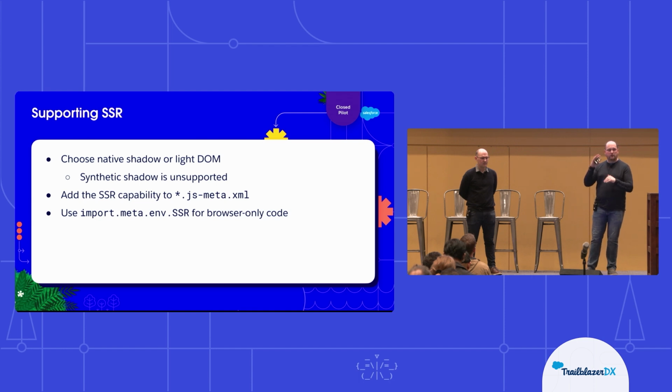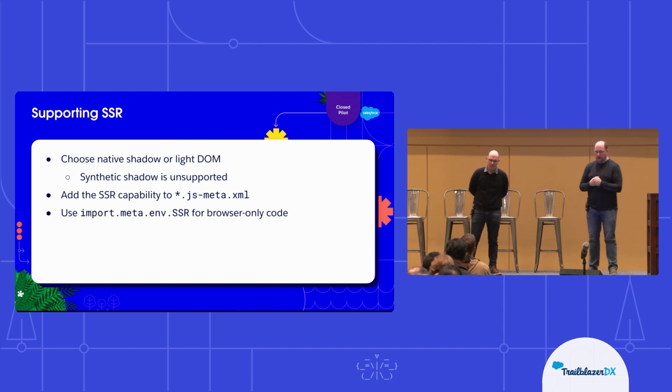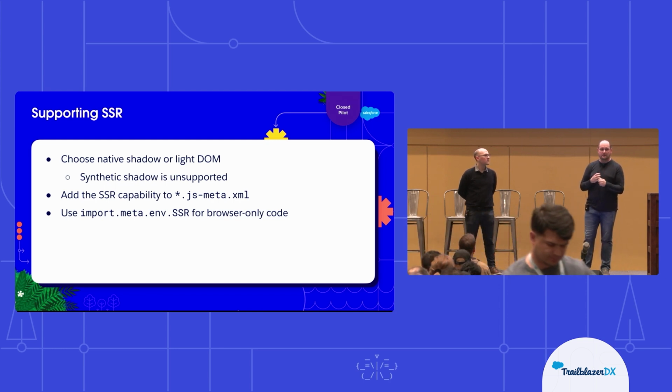Second, and these are kind of top-level bullets, I'm going to talk about these individually as well. So I'm just going to continue on here. The second thing you'd have to do is add the SSR capability to your JS meta XML file. It's pretty simple. So that one's going to be a gimme.